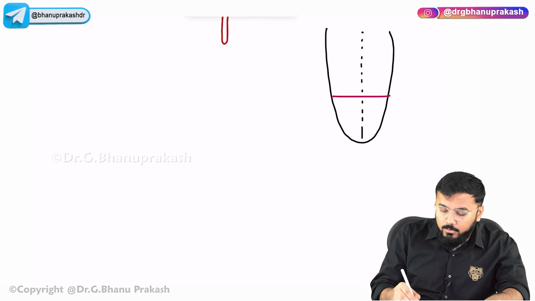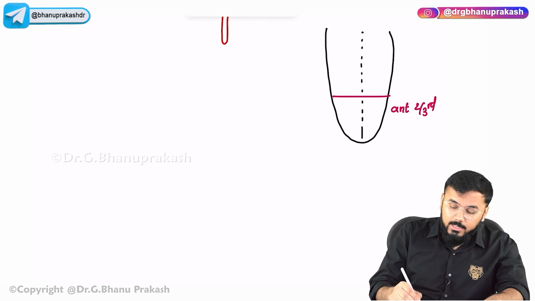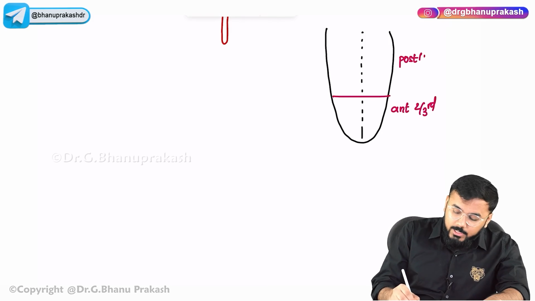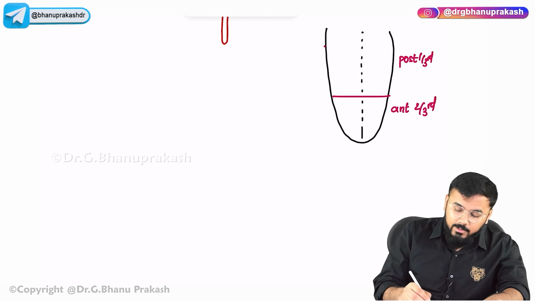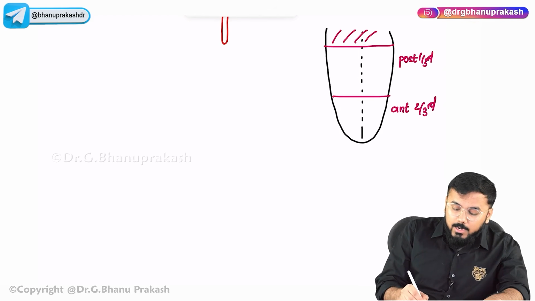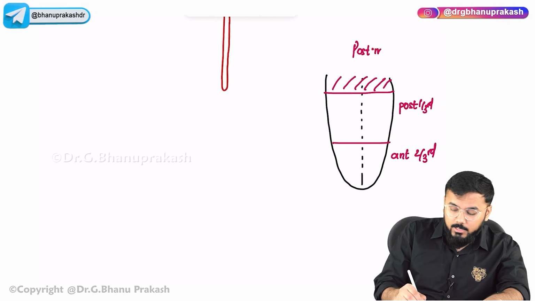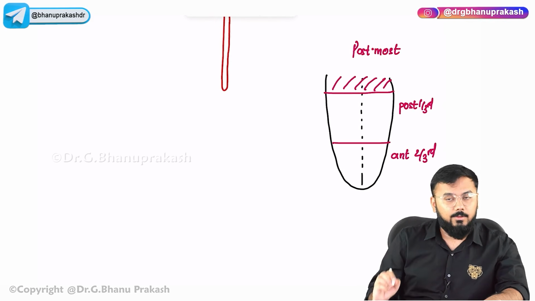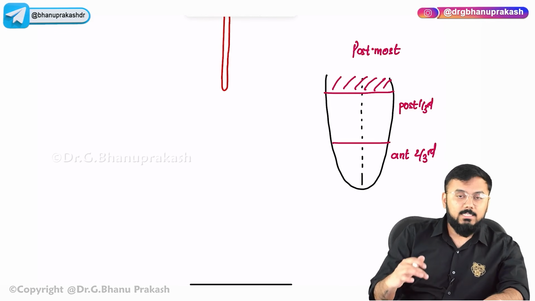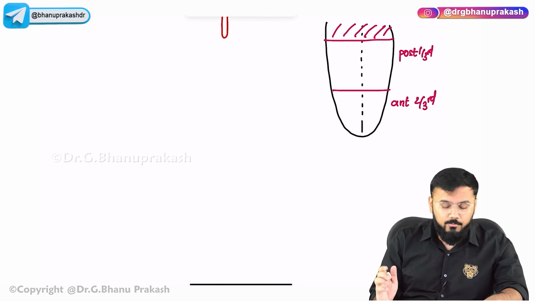See, this part of the tongue is your anterior 2/3 of the tongue. This is called the posterior 1/3 of the tongue. And finally, this part is called the posterior most part of the tongue. This is your posterior most region of the tongue. So how are these three regions formed, and which region is formed first?